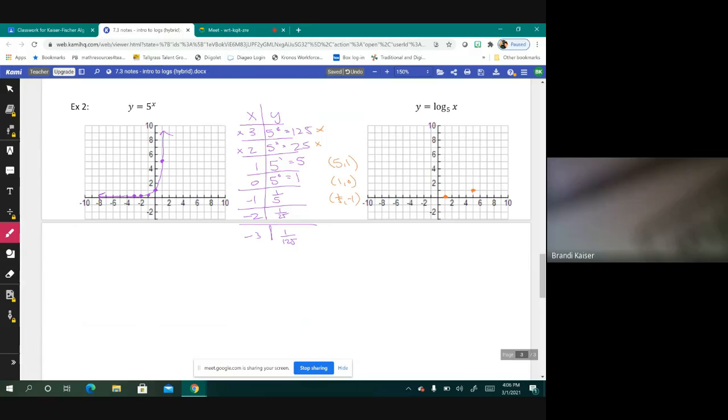1/5 and -1. So again, stays between 0 and 1 to the right, but it needs to go down to -1. The next point, 1 over 25 and -2. So down to -2, but really close to the y-axis. And then the last one, 1 over 125 and -3. My -3 almost got cut off, but it's kind of almost right there. So I just need to connect those with a curve, and there we have our logarithmic function.